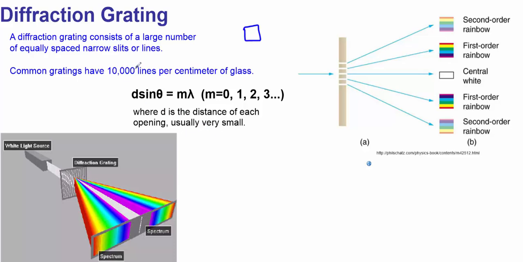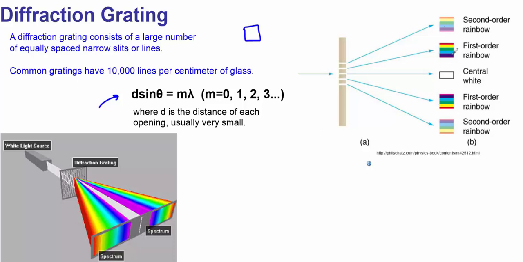So if I have 10,000 lines per centimeter, then one of these lines is 1/10,000th of a centimeter. And that's just of a centimeter. So if you convert it to a meter, it's going to be an even tinier number. Very, very small value. This equation is indeed true for your maxima. So d sine theta equals m lambda, with m being 0, 1, 2, and 3. And we're not really going to use this for minima. We're going to specifically use this for maxima.